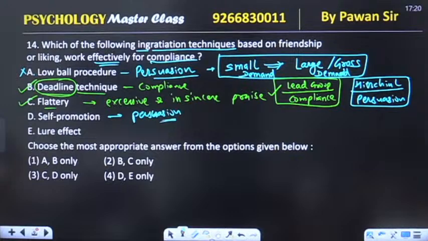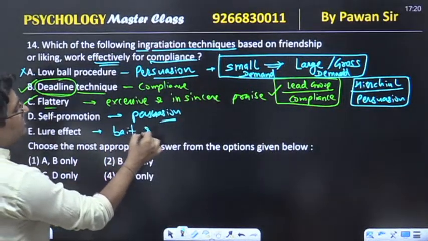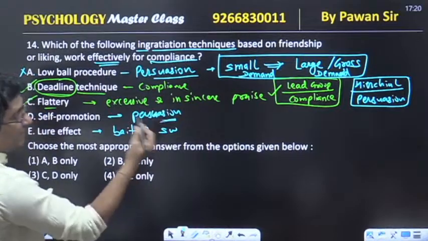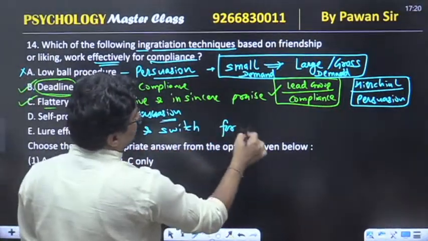Lure effect is also a negative way of compliance where we use bait and switch. It is a persuasion technique where we use bait and switch for persuasion.